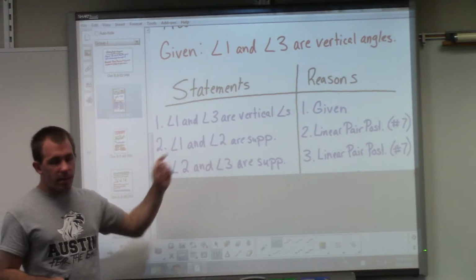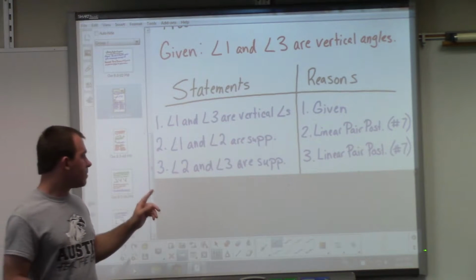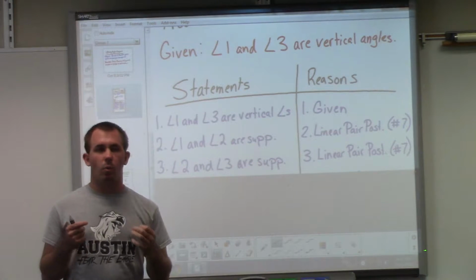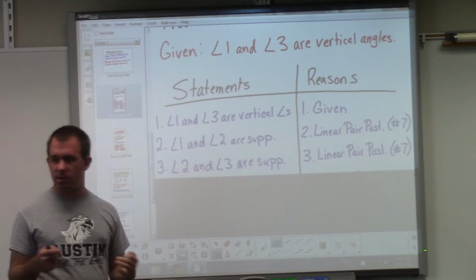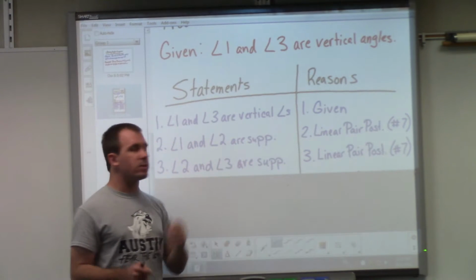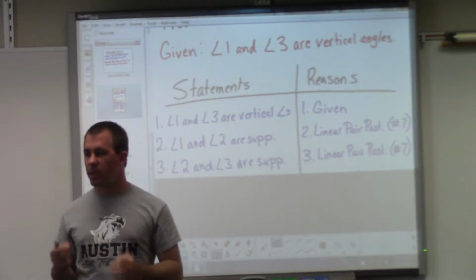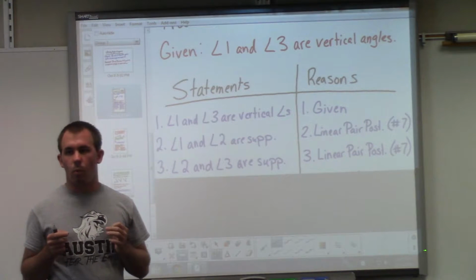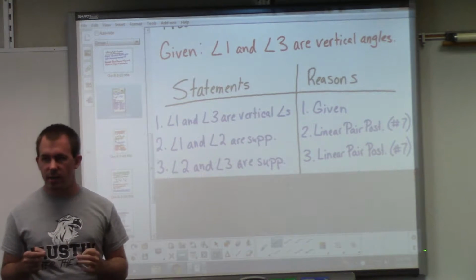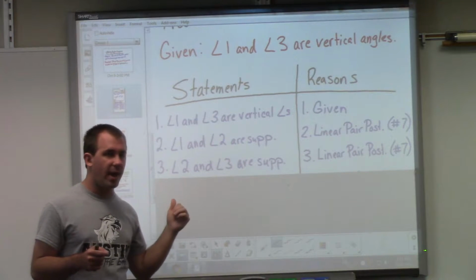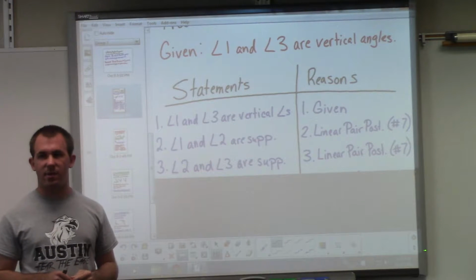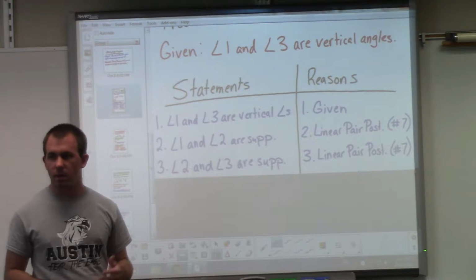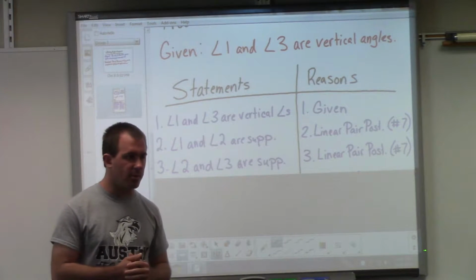So we have angle 1 and angle 2 are supplementary. We have angle 2 and angle 3 are supplementary. We are using vocabulary terms that we know in our statements. So when we use these terms we know in our statements, we can and we should try to see if we can use their definitions to help us figure out other statements. So what does it mean to be supplementary?